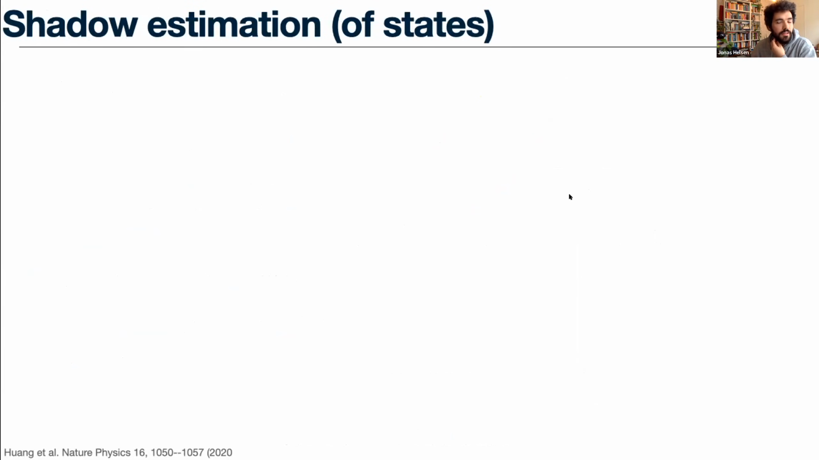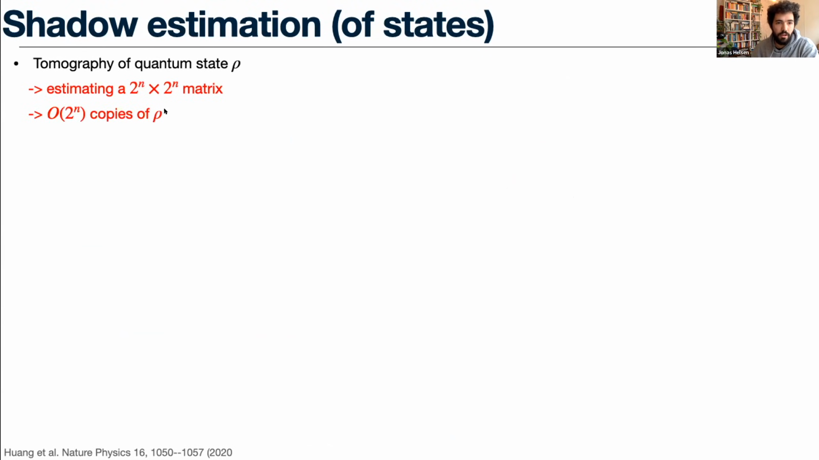If you're interested in learning aspects of quantum states, which again are also huge matrices, you can do tomography by measuring it in various different bases, trying to reconstruct this 2 to the n by 2 to the n matrix. This is very inefficient. You need a lot of copies of this density matrix. You need to prepare it lots of times.